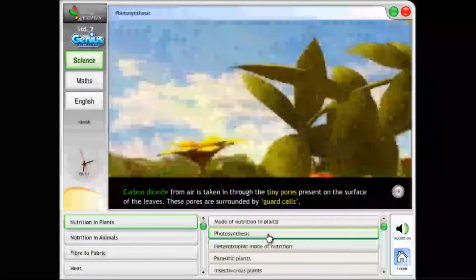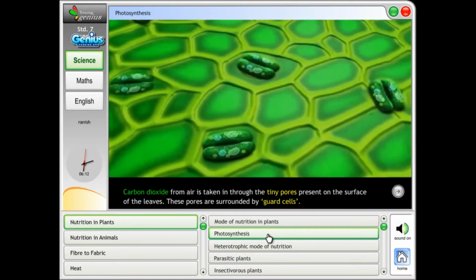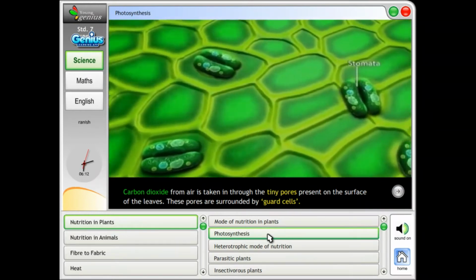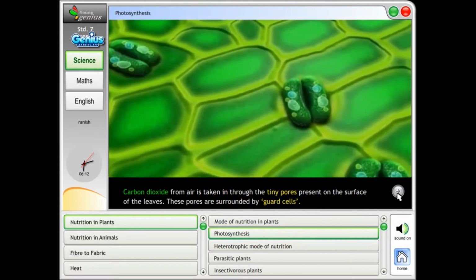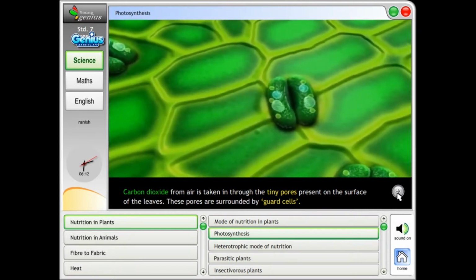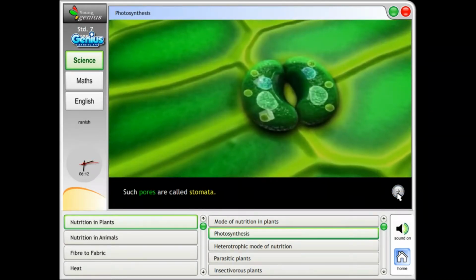Pores are photosynthesis. Carbon dioxide from air is taken in through the tiny pores present on the surface of the leaves. These pores are surrounded by guard cells. Such pores are called stomata.